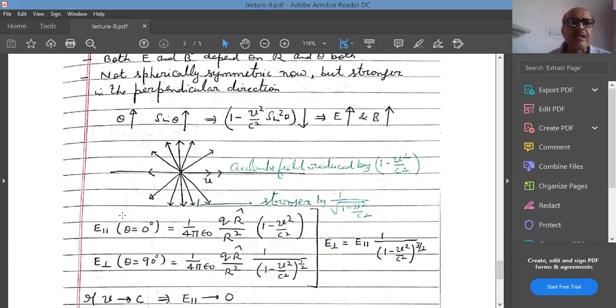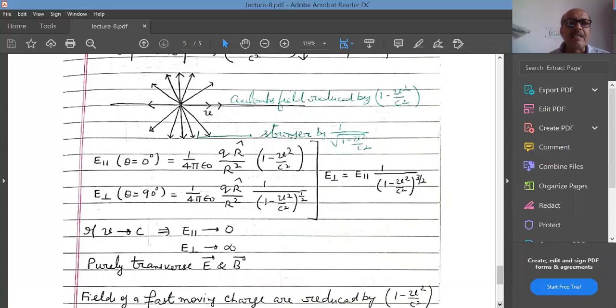Suppose we write down the relationship between the perpendicular component and the parallel component of the electric field. Then this is the relation: E perpendicular is equal to E parallel divided by (1 minus b square upon c square) to the power of 3 by 2. Suppose now the velocity approaches the velocity of light.